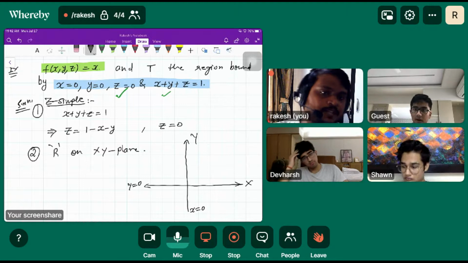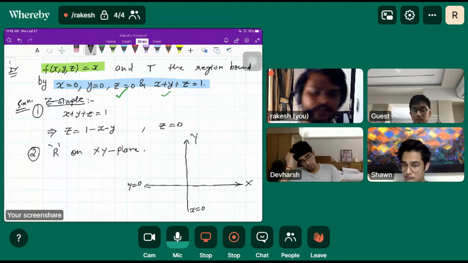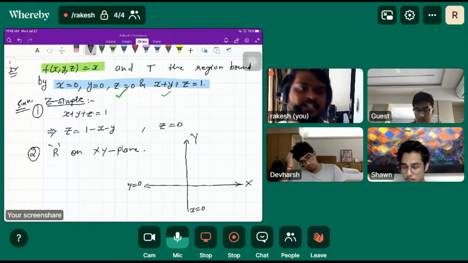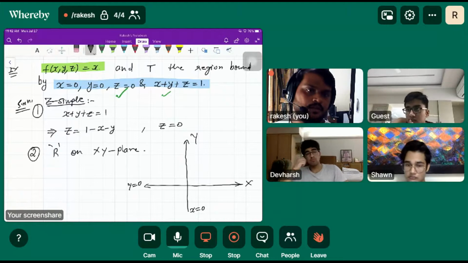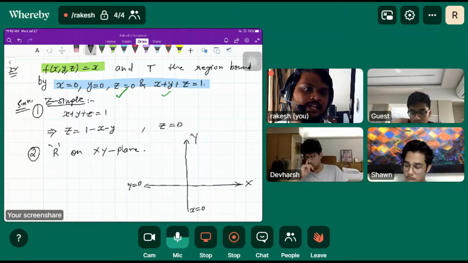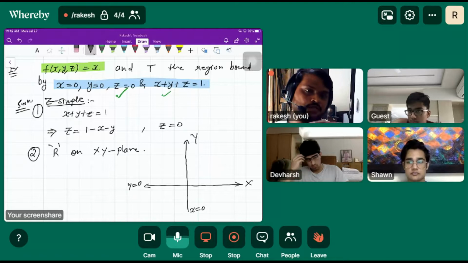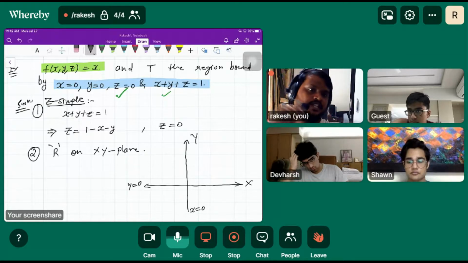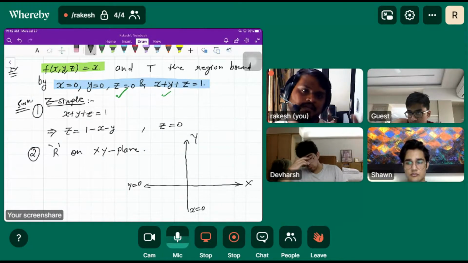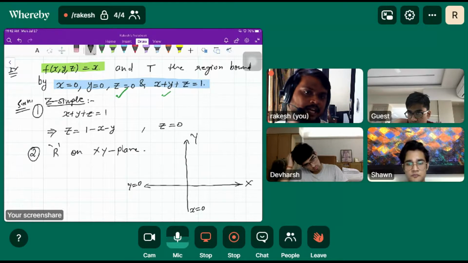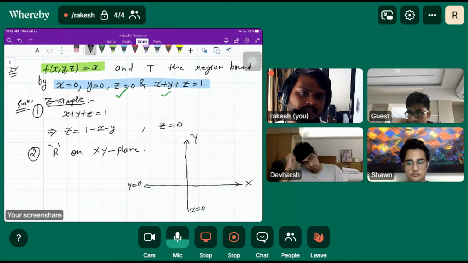Now what about x plus y plus z is equal to 1? How do we define our region R? We have only x plus y plus z is equal to 1. That is a plane. If you understand the equation properly, that is a plane which passes through 1 on each coordinate axis. So forget about the diagram of that. I just want you to understand the method here.